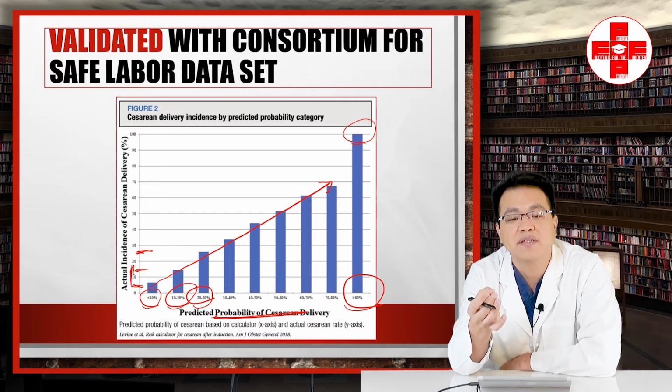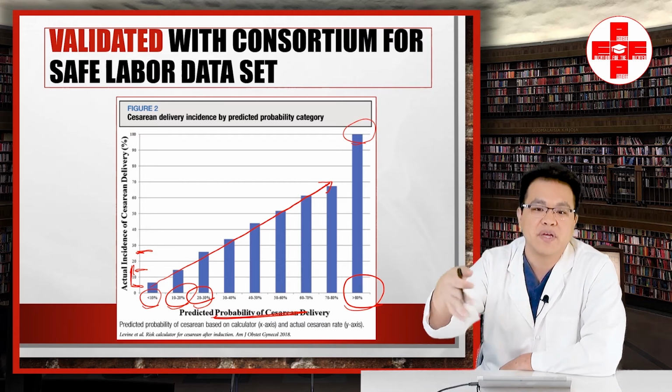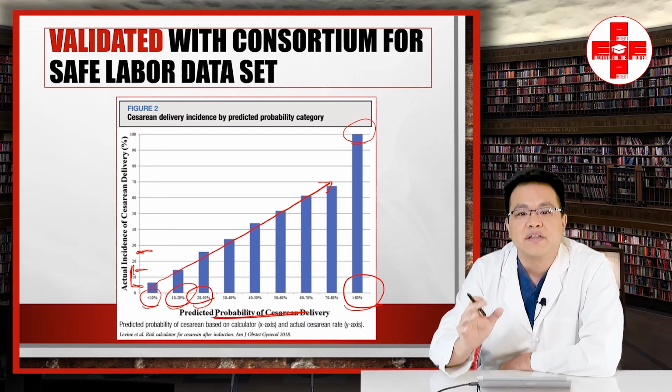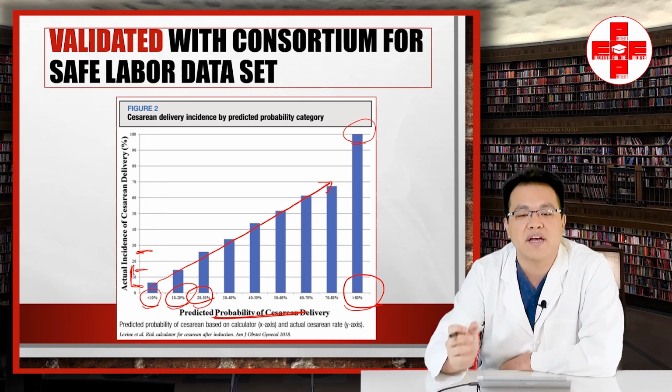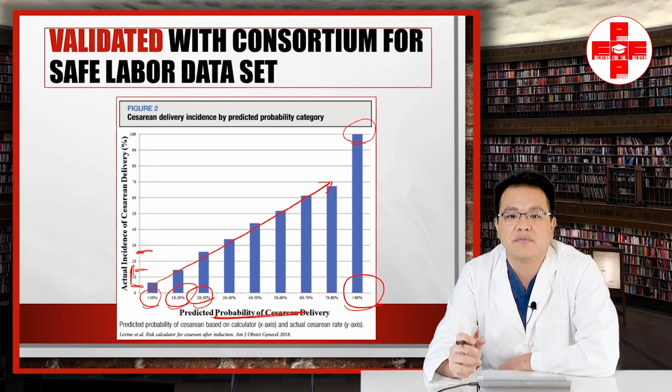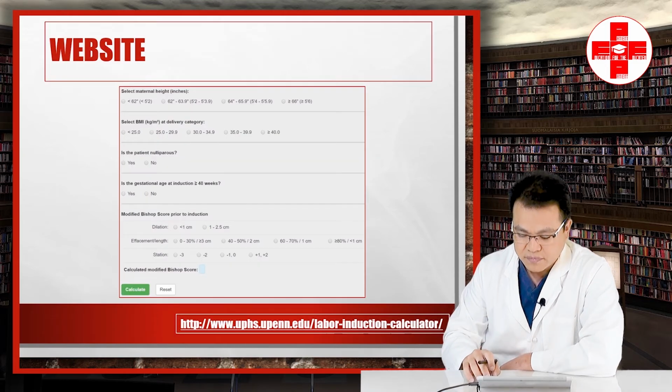But other than that, this is a very good calculator to help you decide whether or not an elective induction is right for you. Otherwise, if you have to be induced because of diabetes or high blood pressure, this might provide some information for you, but your back's kind of against the wall. You should be induced anyways, if that's what your doctor is recommending.